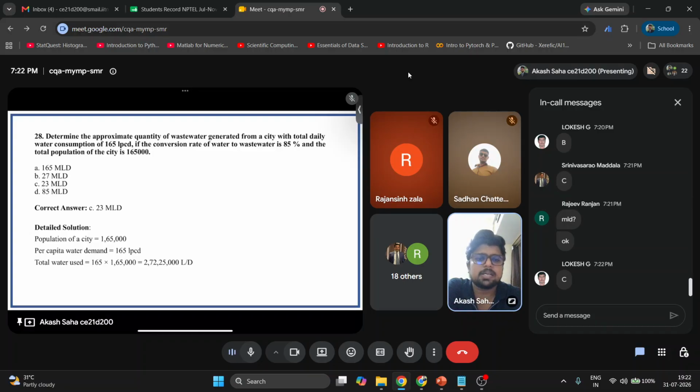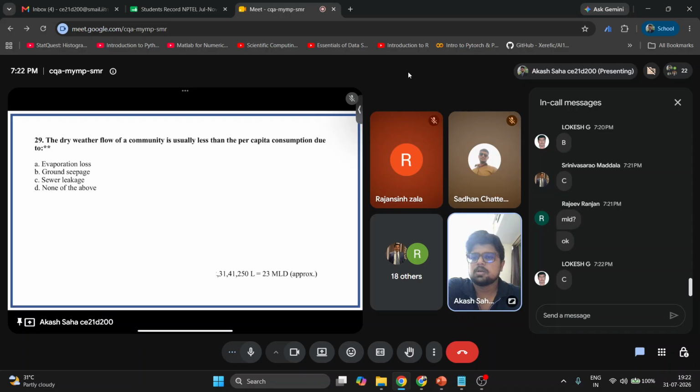If you divide by 10 to the power 6, that is million liters. Then take 85% of that, because wastewater generated is 85%. That will be around 23 MLD. So 23 MLD is the right answer.